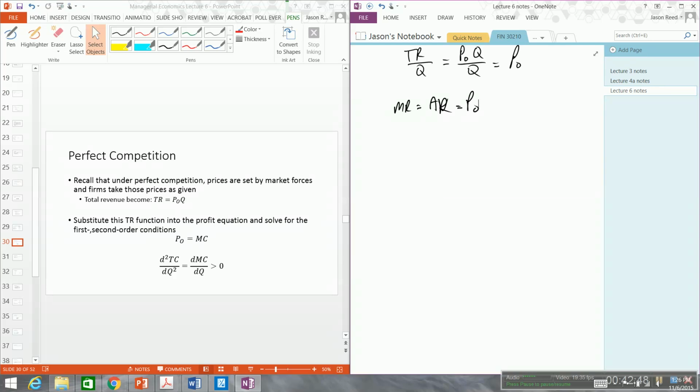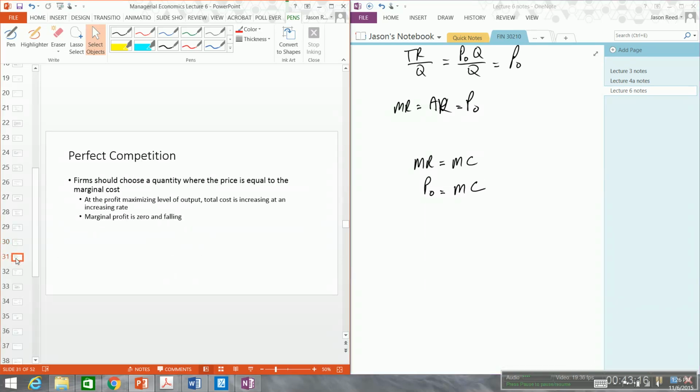So what we could do is substitute this into our profit maximizing condition, because we knew that marginal revenue was equal to marginal cost. So here we know that P sub naught is equal to marginal cost. And that's good information for us in terms of solving for the profit maximizing level of quantity. What we would also suspect in this instance is that the change in marginal cost should be greater than 0 in some way. But we're not too concerned with the second derivative here.